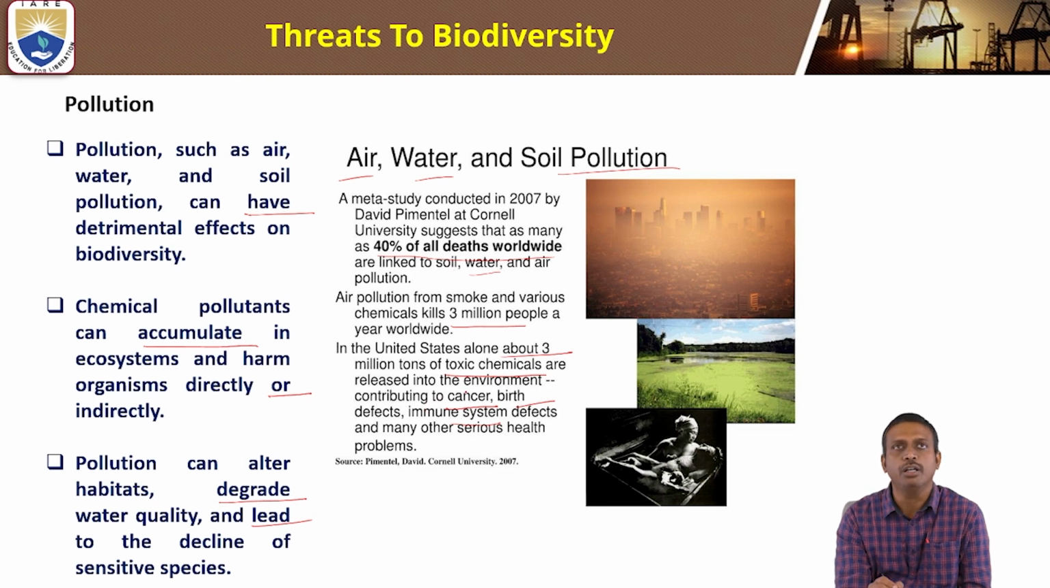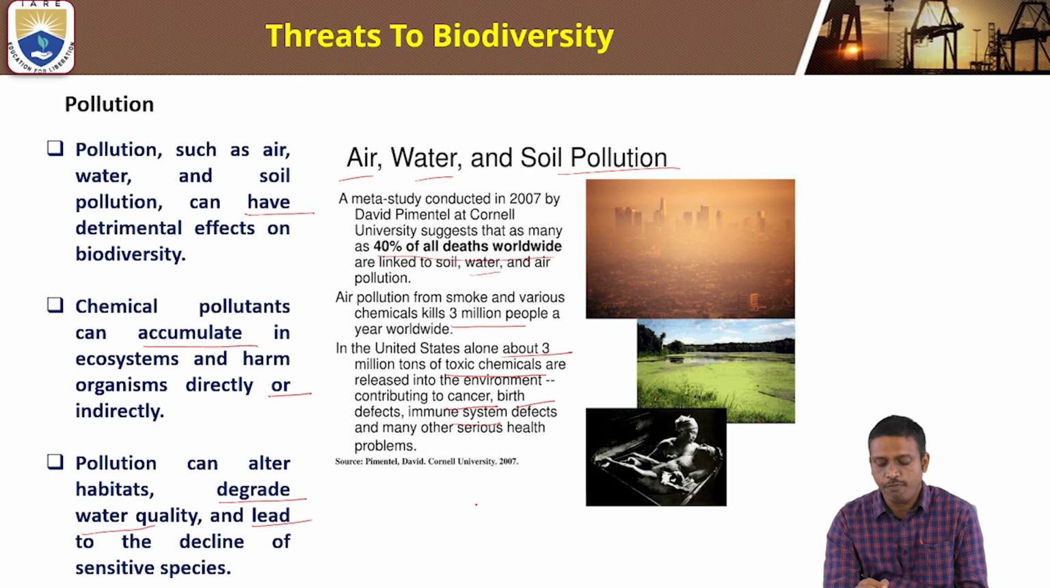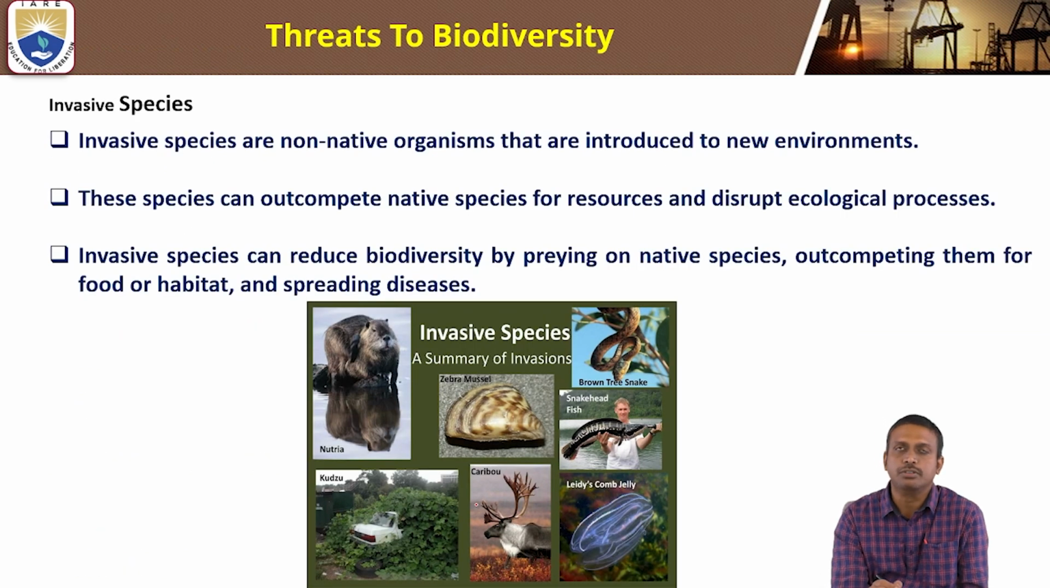Pollution, such as air pollution, water pollution, and soil pollution, can alter habitats, degrade water quality, and lead to the decline of sensitive species.